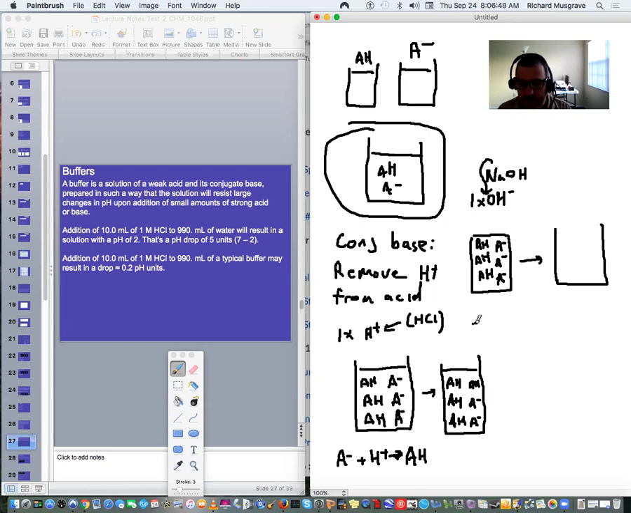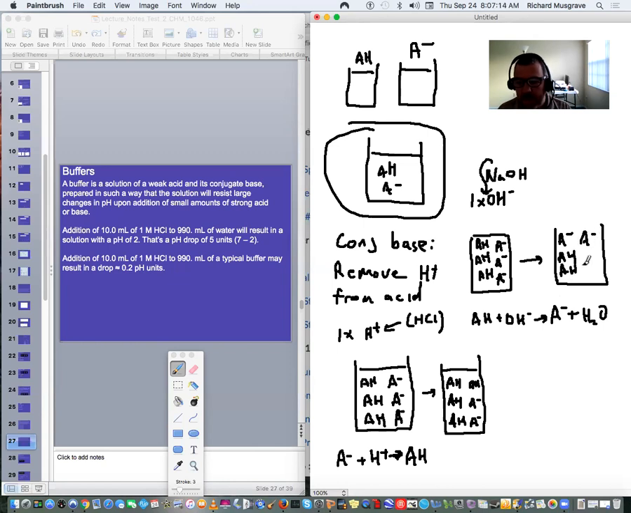And the AH will react with the OH minus. Notice the A minus won't react with the OH minus. That doesn't make any sense. But the AH will react with the OH minus and form A minus plus H2O. So this is already in water. So one of these AHs turns into A minus.